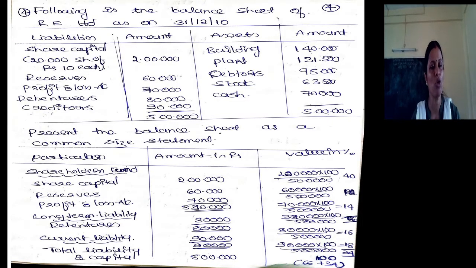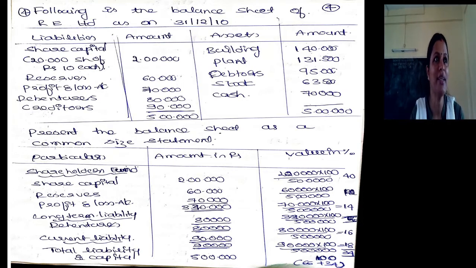Just look at this fourth problem. Following is the balance sheet of RE Limited as on 31/12/2010. We have liabilities and we have assets, means we have the full balance sheet. So we need to prepare a common size balance sheet. The third problem was a common size income statement. The fourth problem is a common size balance sheet.